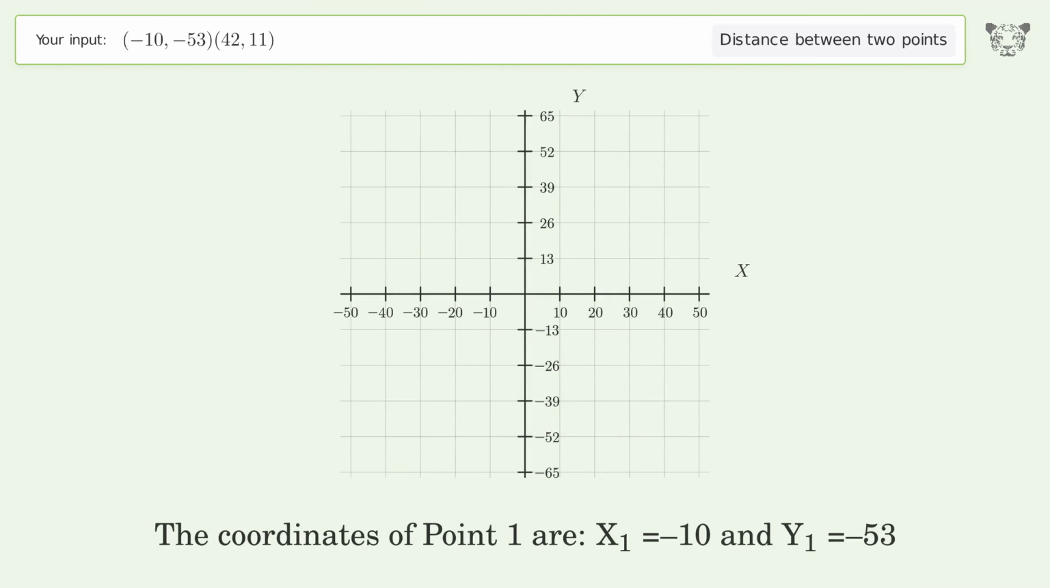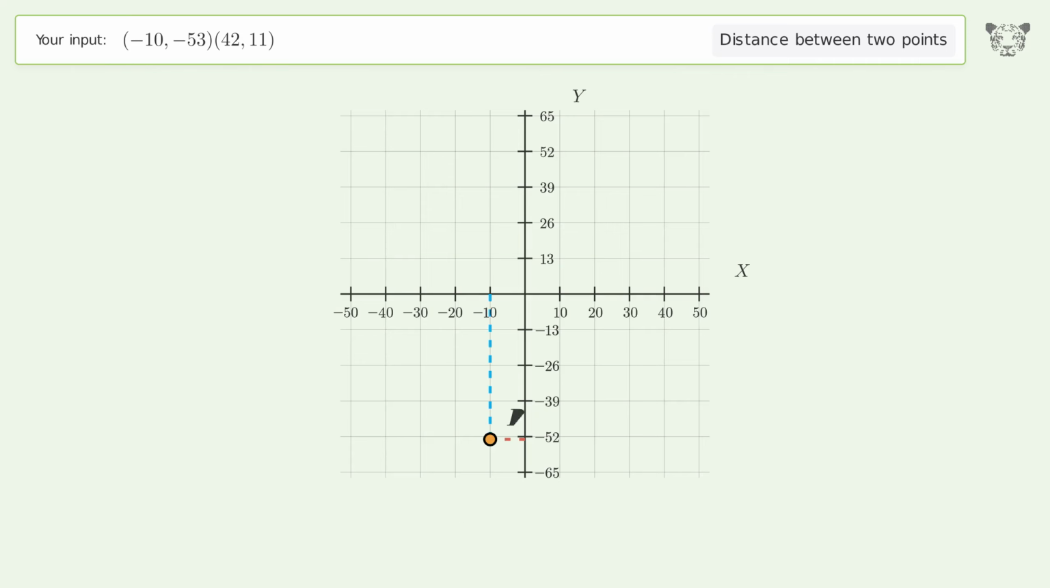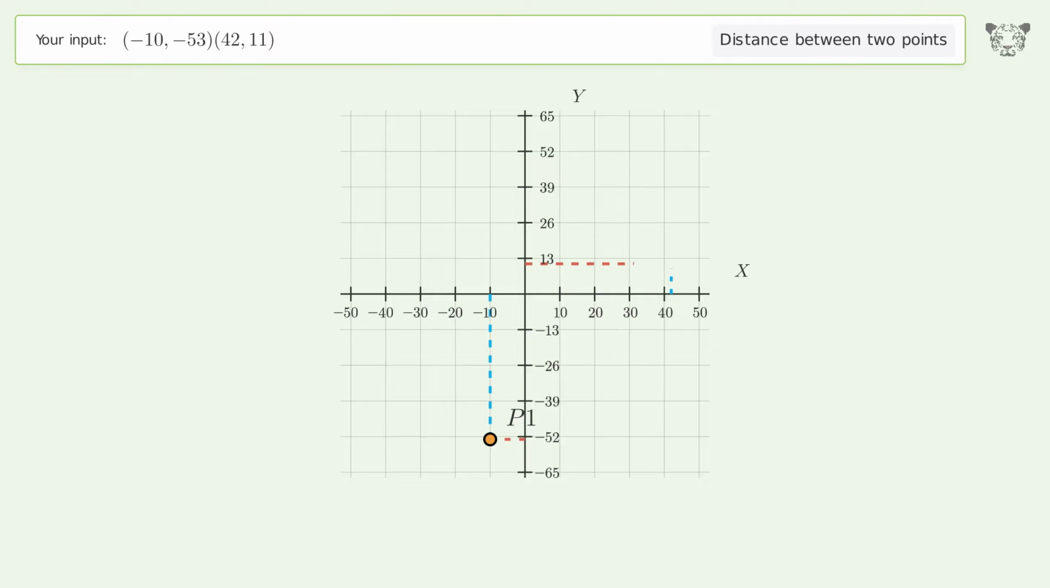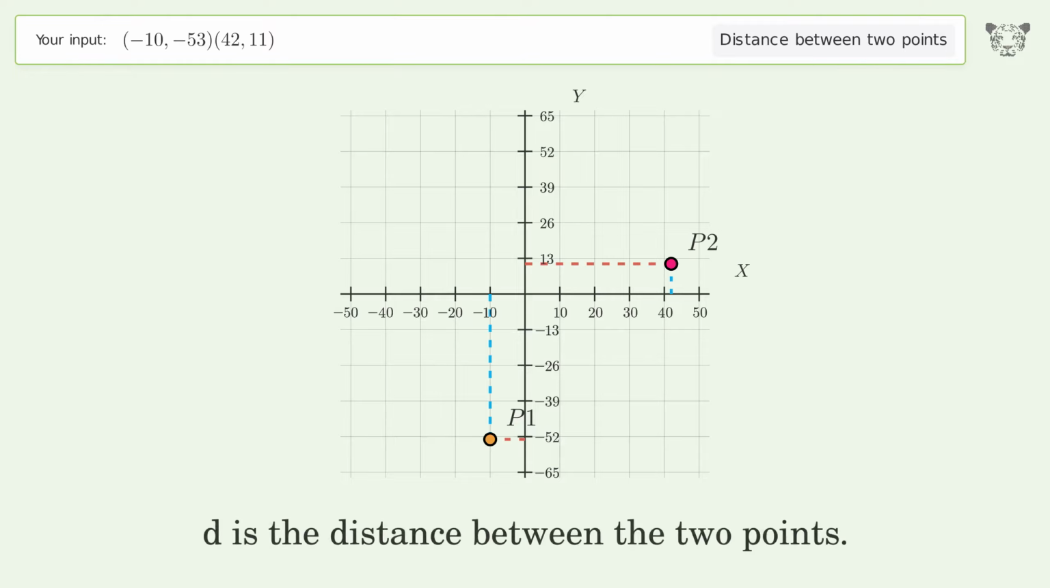The coordinates of point 1 are x1 equals -10 and y1 equals -53. The coordinates of point 2 are x2 equals 42 and y2 equals 11. D is the distance between the 2 points.